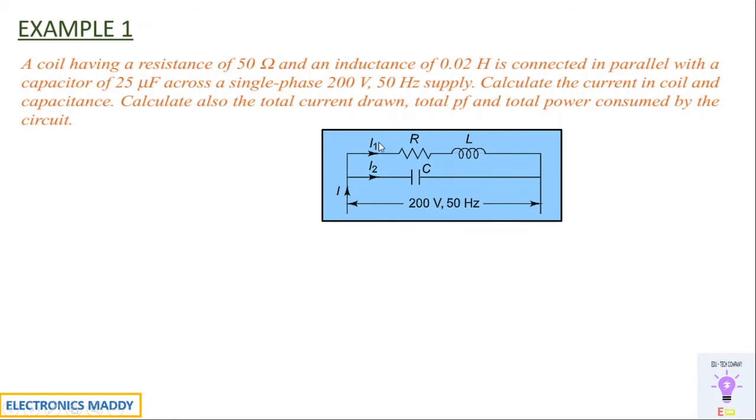They have asked us to find the current flowing through the coil, that is I1. They've asked us to find the current flowing through the capacitor, I2. They've also asked us to find the total current, that is I, the power factor, and the total power consumed by the circuit.